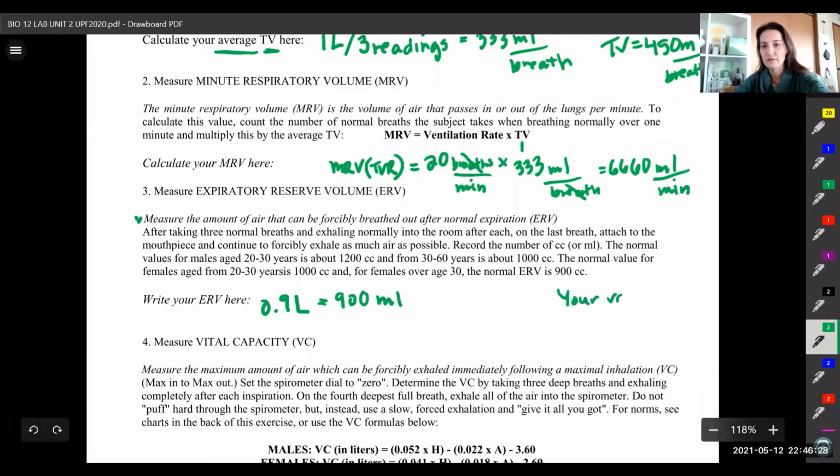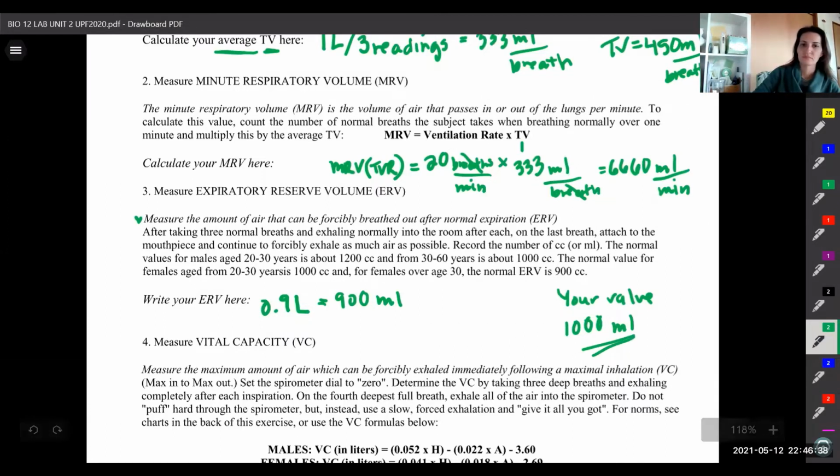The number that you're using was given to you. Your value is going to be the 1,000 milliliters for your ERV. Okay. So that's the ERV that you would write here, and the ERV you would use in later calculations, the 1,000 milliliters.